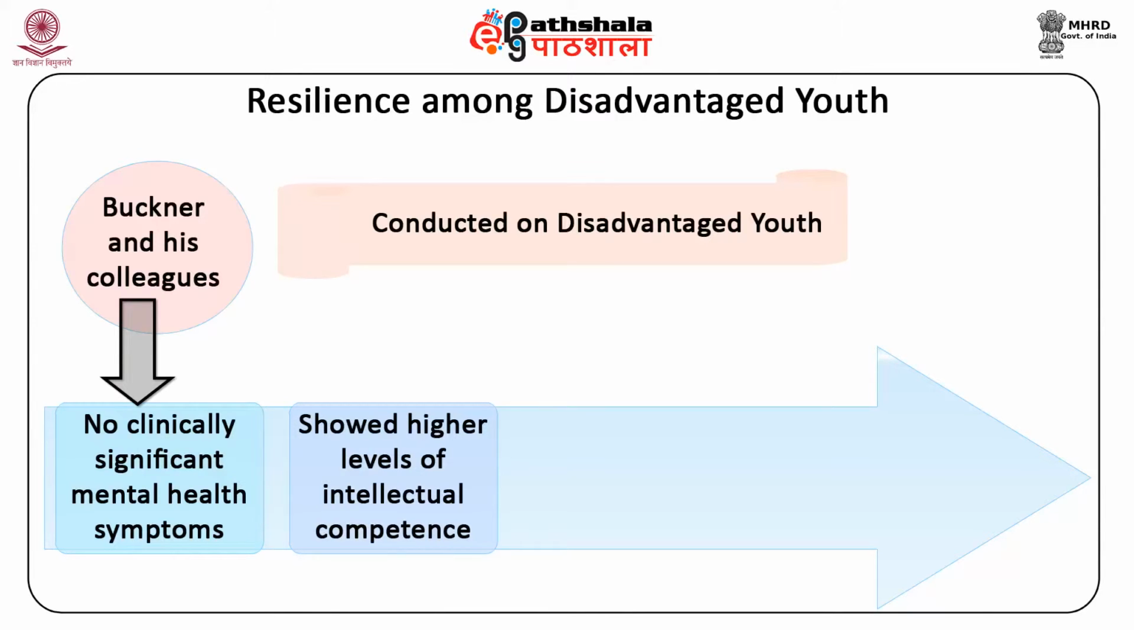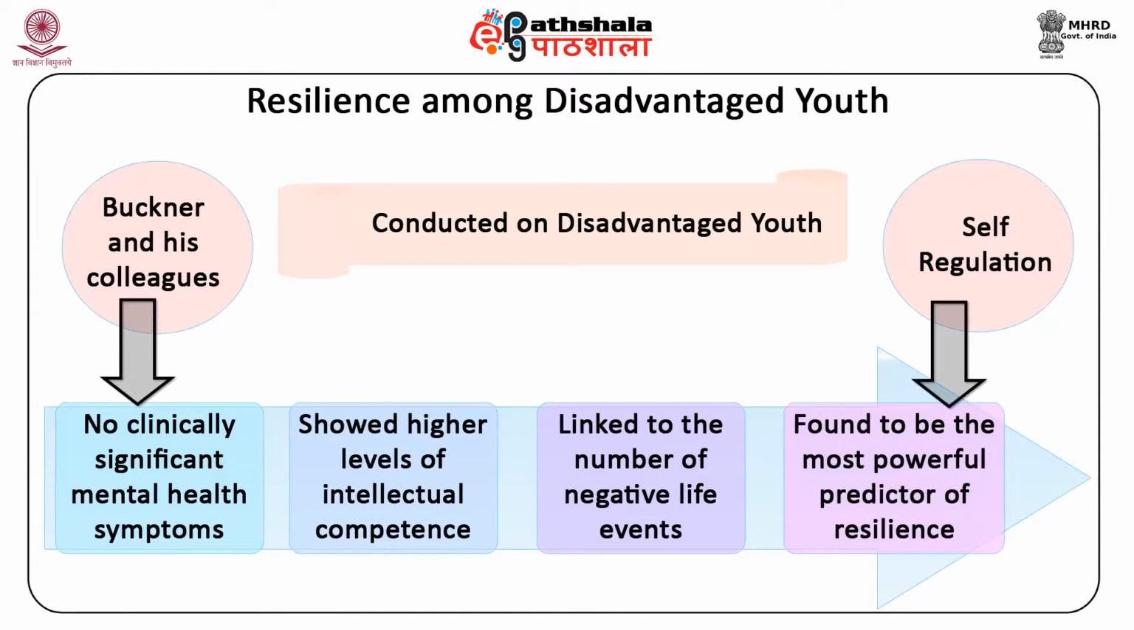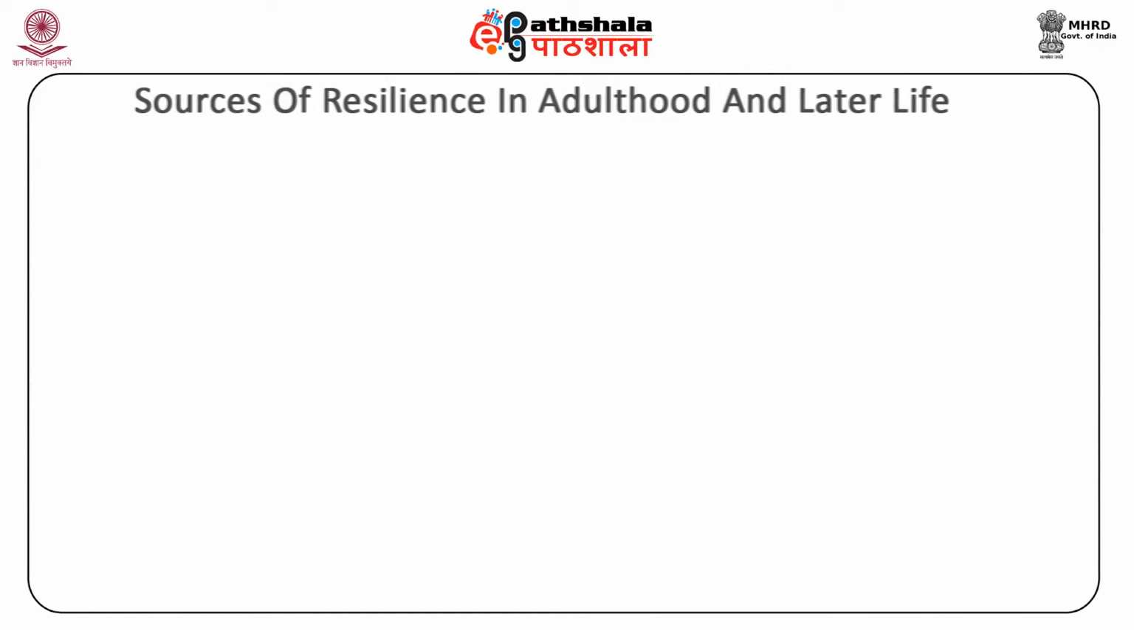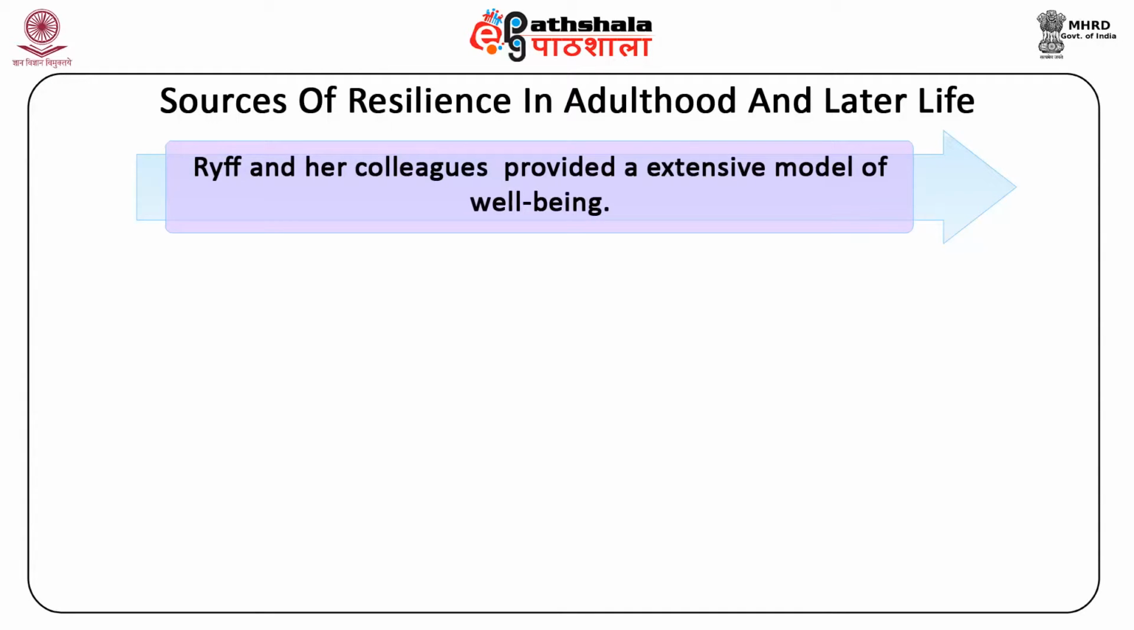Resilience was found to be linked to the number of negative life events and to chronic life stress. Non resilient children had suffered more negative life events. Self regulation was also found to be the most powerful predictor of resilience. Many factors which contribute to resilience in childhood also contribute to resilience in later life. Ryff and her colleagues have provided a very extensive model of well being.